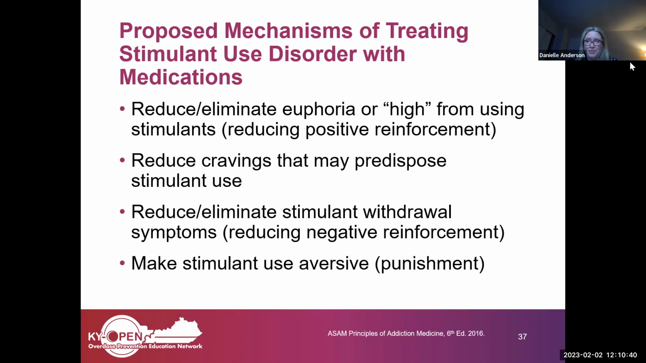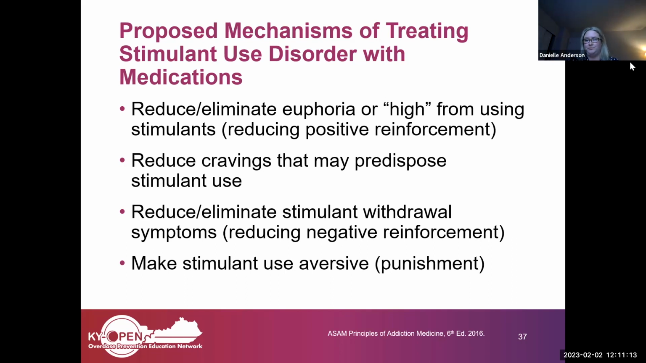If we can find a medication that improves those withdrawal symptoms, we could decrease this negative reinforcement that leads people to repeated use. And then the other option would be to make stimulant use aversive with another medication. An analogy would be the medication disulfiram for alcohol, where it makes people sick if they use alcohol. So those are the proposed mechanisms that researchers are looking at, trying to find a way to treat stimulant use disorder.